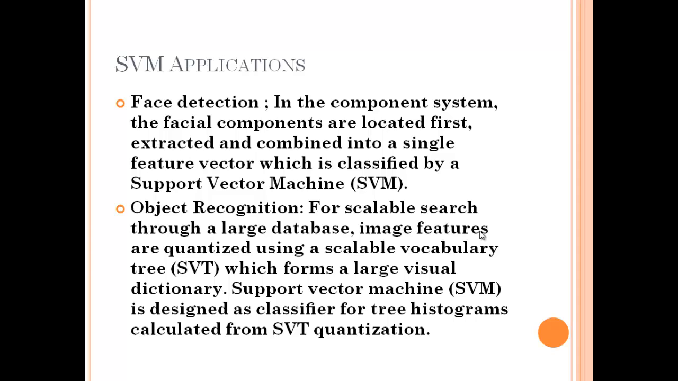The second very important application of SVM is object recognition. For scalable search through a large database, image features are quantized using a scalable vocabulary tree, which is called SVT, which forms a large visual dictionary. Support vector machine is designed as a classifier for tree histograms calculated from SVT quantization.